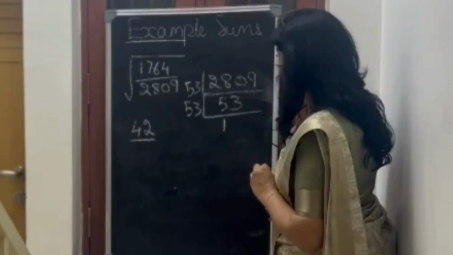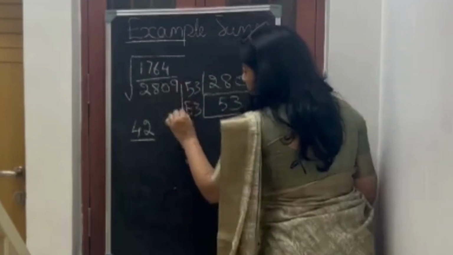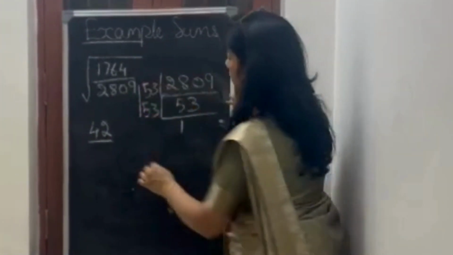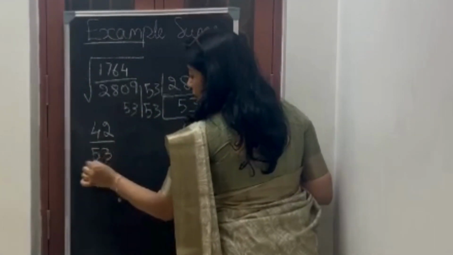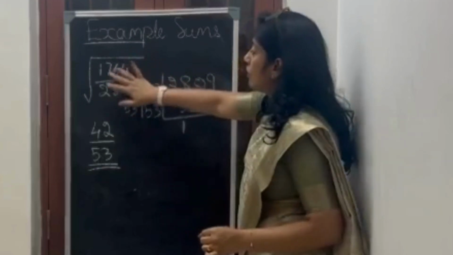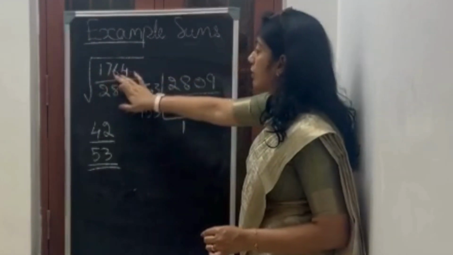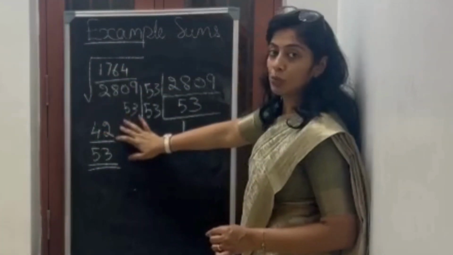Okay. So this is the HCF method. Now I got 53. I got a pair of the digit 53. When I get a pair of 53, what do I take? Only 53. So my answer is 42 by 53. This is the square root of 1764 by 2809. The square root answer is 42 by 53.